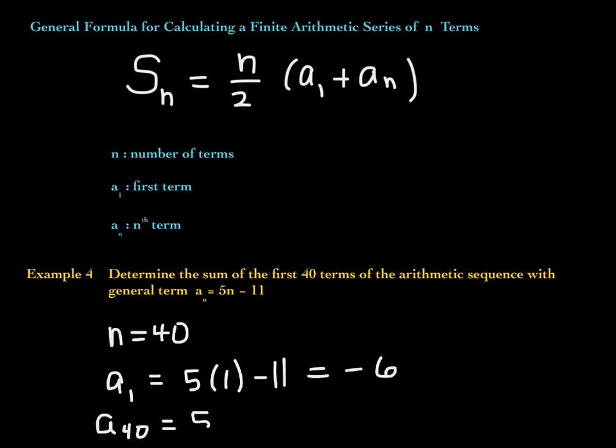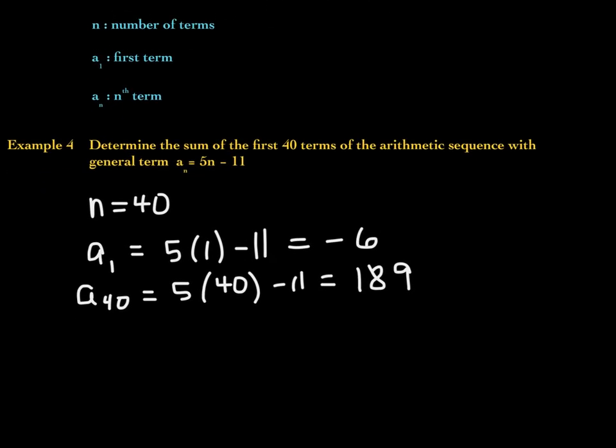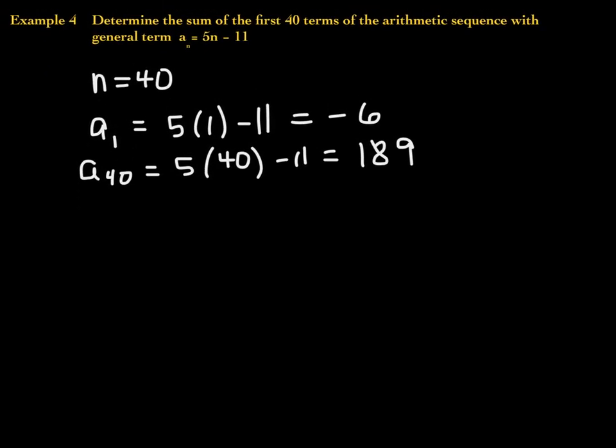So it's 5 times 40, minus 11. Do you all see what I'm using? I'm using the general term to find the first term and the 40th term. So this would be 200 minus 11, so 189 is the 40th term. So I have everything I need to calculate the sum of the first 40 terms. I'm going to use this formula right here, everybody, and I have to move the screen up. So I'll move the screen up, but I'll rewrite the formula for us, okay?